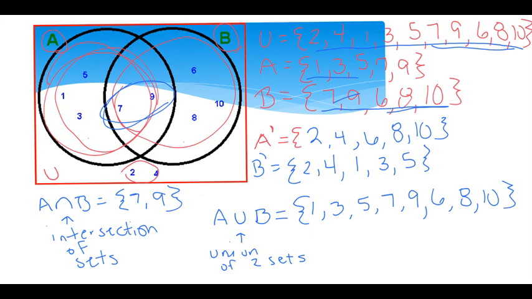The key word for intersection is and. So if you see the word and, they're looking for an intersection. And the key word for a union is the word or.